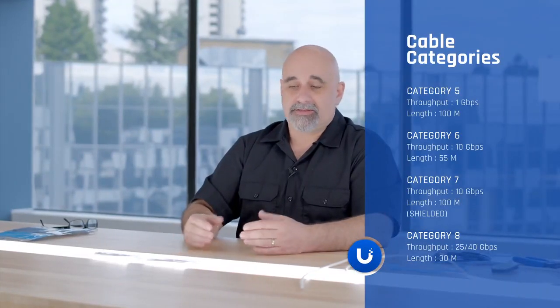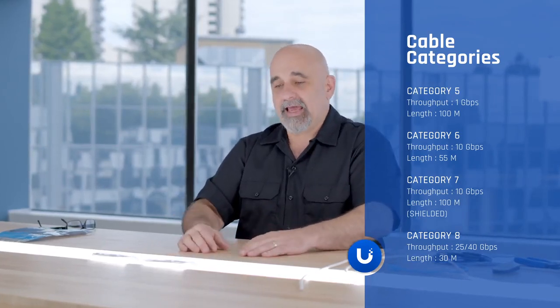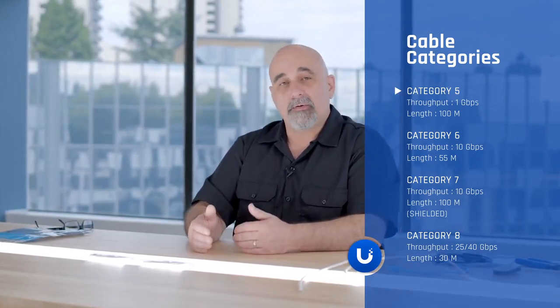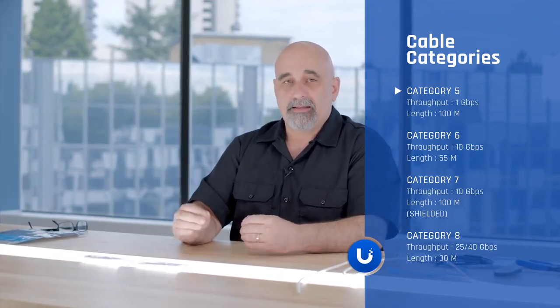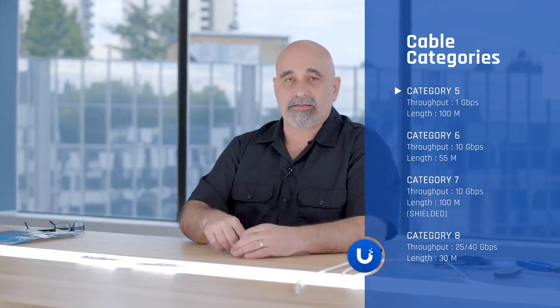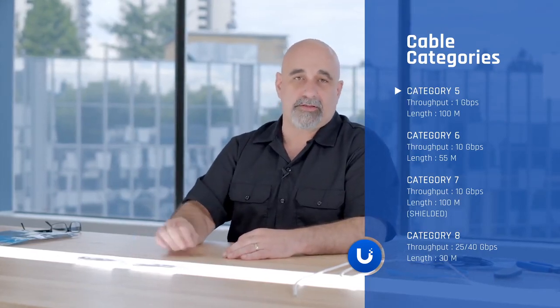There's a number of different categories that you've heard of for cables. There's Cat 5, Cat 6, Cat 7, and 8. A Cat 5 cable can go up to 1 gigabit, and you can't exceed 100 meters for that length. That length is from your device through to the other end of that cable to the switch.